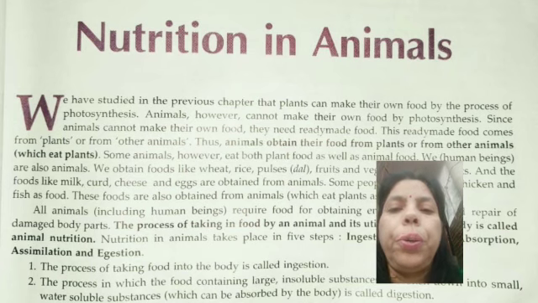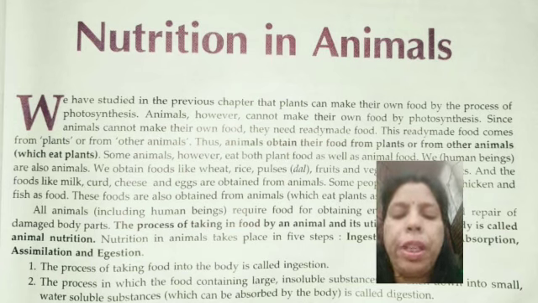First of all, we know, what is nutrition? Nutrition is the process of taking in food by an animal and its utilization in the body. Nutrition in animals takes place in 5 steps: first, ingestion; second, digestion; third, absorption; fourth, assimilation; and fifth, egestion.